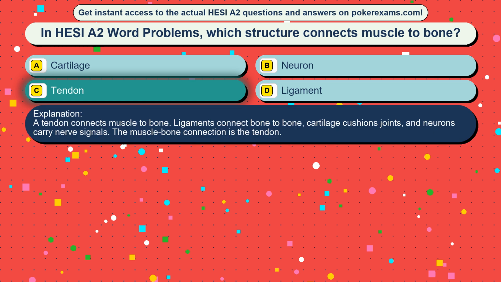A tendon connects muscle to bone. Ligaments connect bone to bone. Cartilage cushions joints, and neurons carry nerve signals. The muscle-bone connection is the tendon.